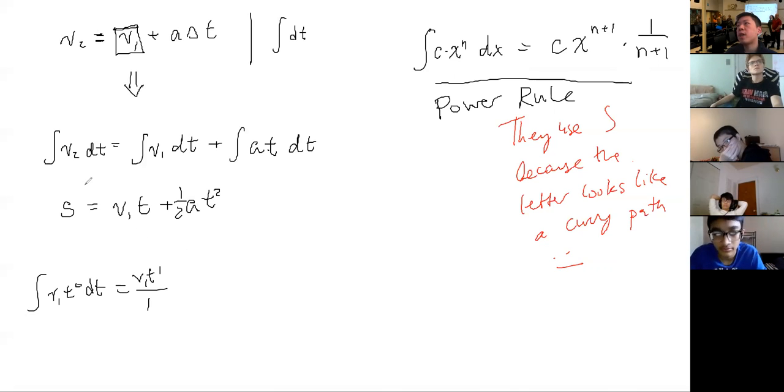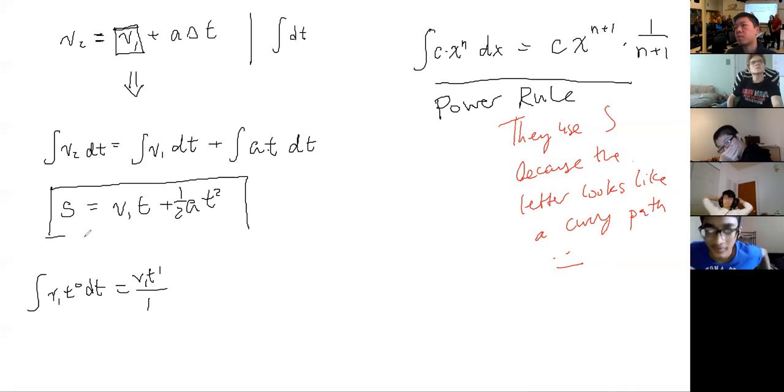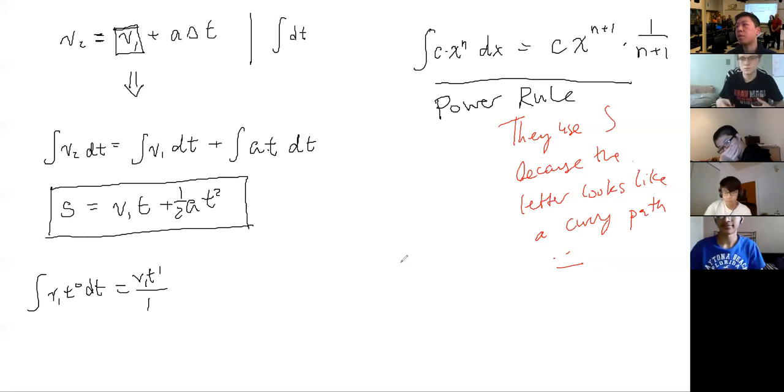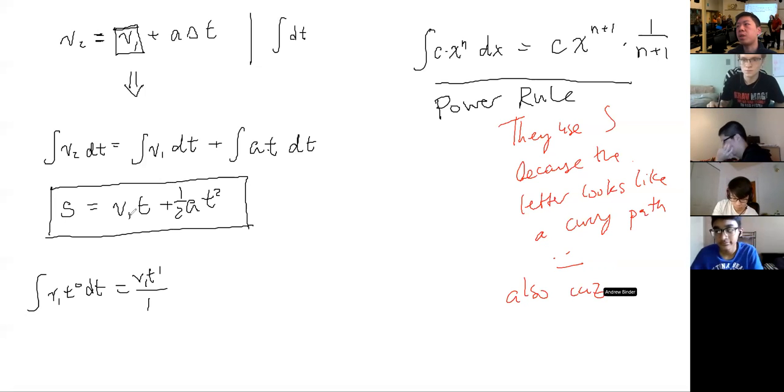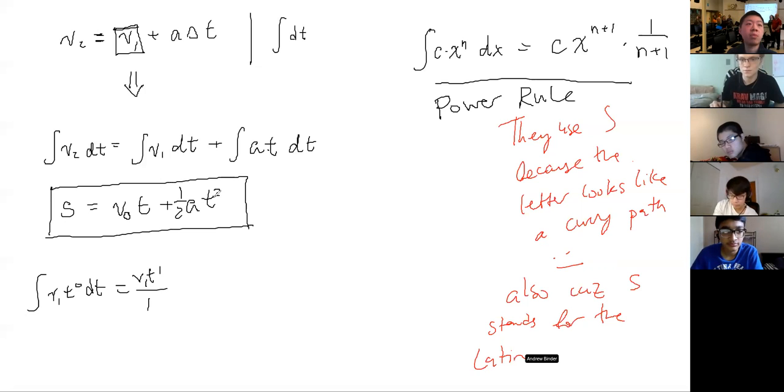And with that, we actually get our second kinematic equation, which is the displacement is equal to the initial velocity. I'm just going to call that v0 actually. The initial velocity, v0t, plus half times the acceleration times time squared.